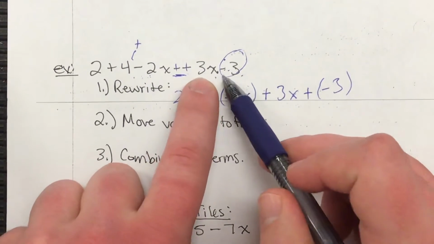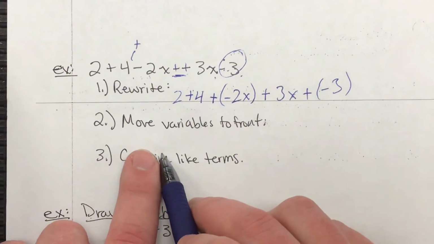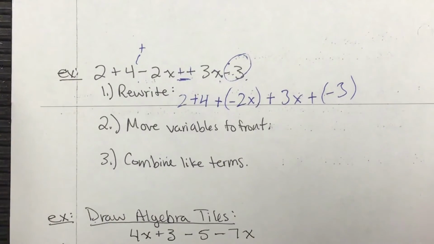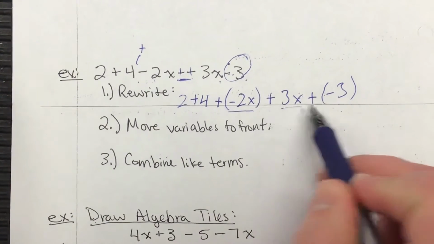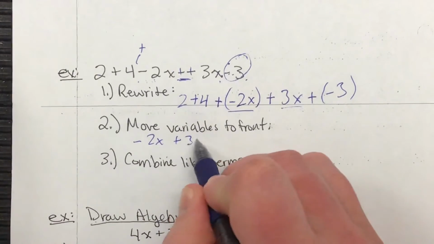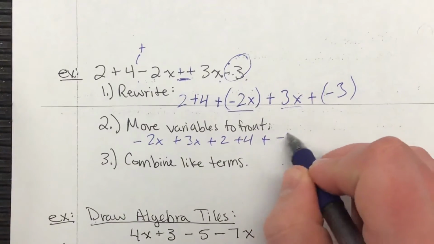Let's keep going. All right, now we got to move our variables to the front. So how many variable terms do we have here? You have x, 2x, and 3x. So we move those to the front. We say negative 2x plus 3x plus 2 plus 4 plus negative 3.